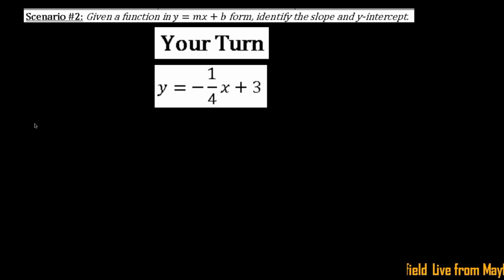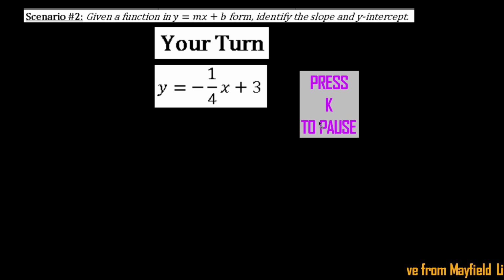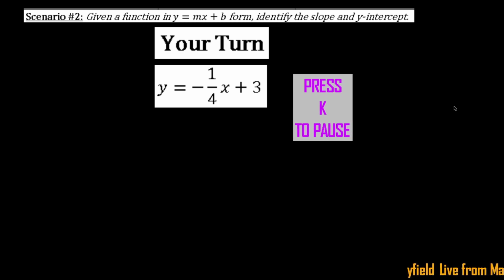And the one that you can try out on your own, again, it says y equals -1/4 times x plus 30. So again, make sure you can press K to pause and try it out on your own.